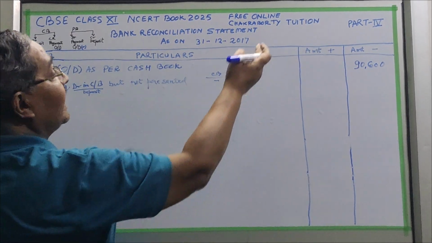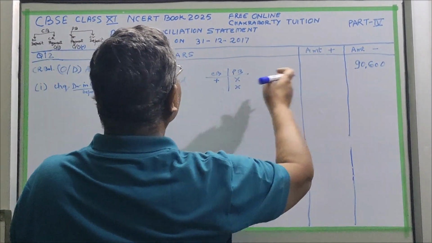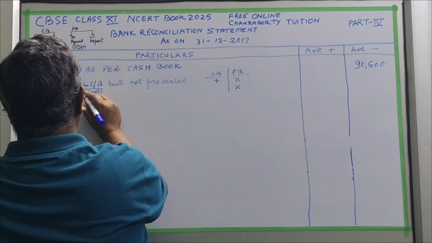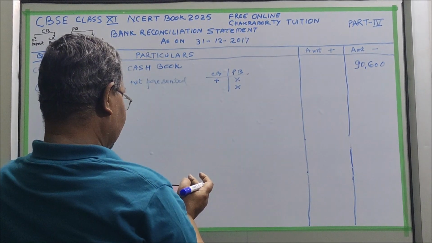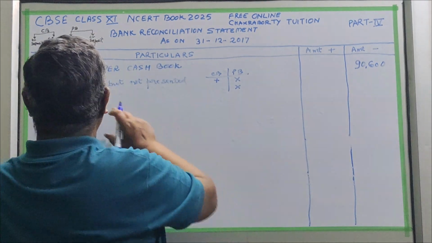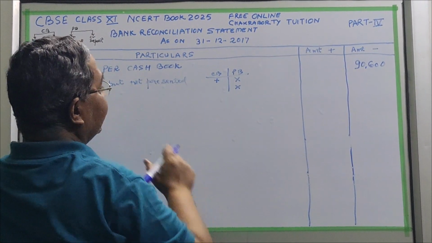So what has the bank done? He has previously made a minus entry to reduce, because he has made a debit entry in the cash book, meaning a deposit entry, but the check was not presented for payment. It is a very erroneous entry. So in the cash book, instead of the payment side, they have made it a debit side.